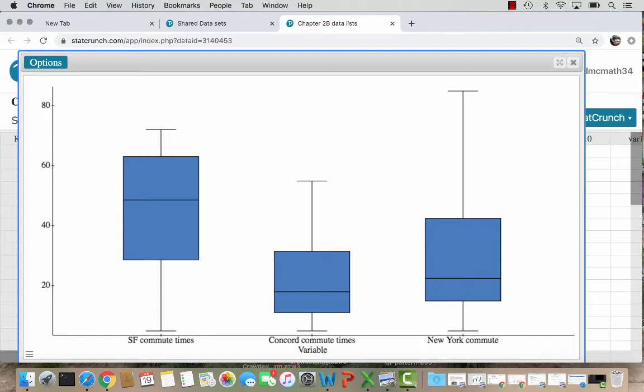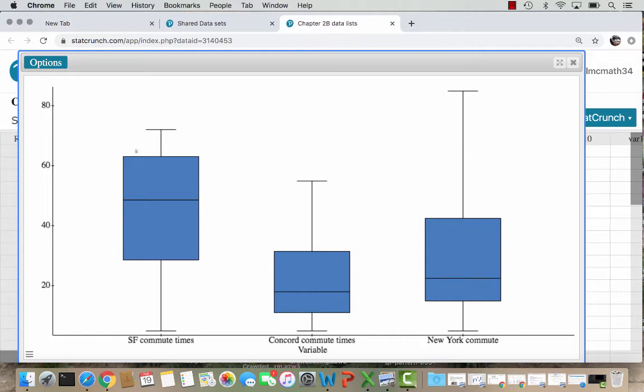I can also quickly compare the medians. The medians are the lines through the center of the boxes, and I can see San Francisco has a higher median commute time, and it looks like Concord has the lowest of the median commute times. The median is a measure of center, so if I was going to try to make a statement comparing a typical commute time for each of these cities, I would use a median. So I would say it looks like San Francisco has the highest typical commute time.